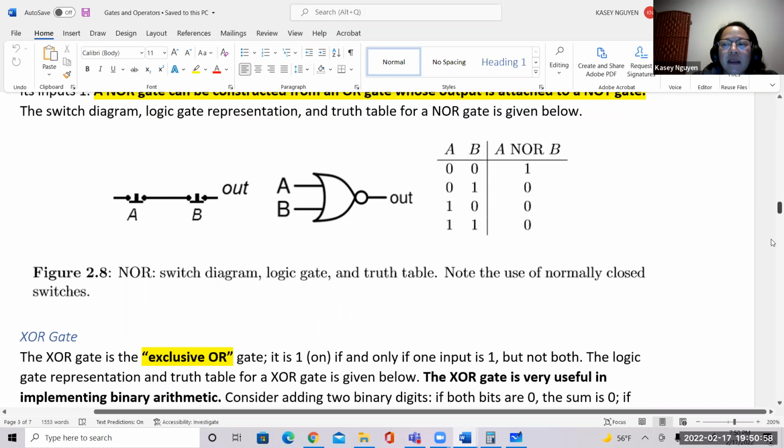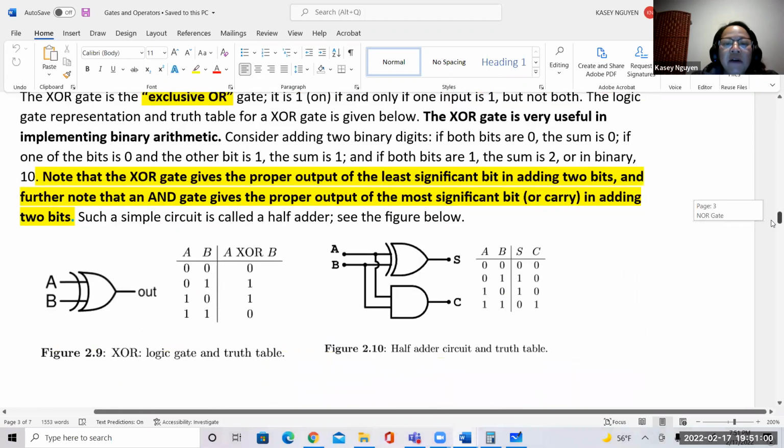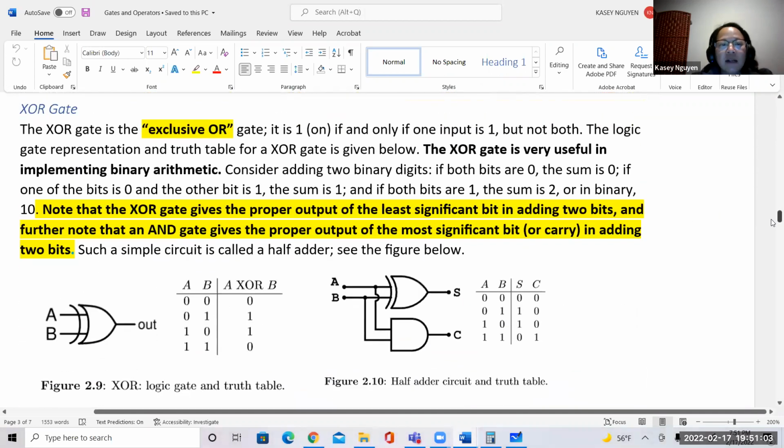Okay. And then lastly, before we go, this is an exclusive OR, or sometimes you would see it written as XOR. So it tells you here that it is 1 if only one input is 1. The truth table for this is very much like the OR, but in the case where you have the 1 input or both of the input, you would have a 1. It is helpful in implementing binary arithmetic.